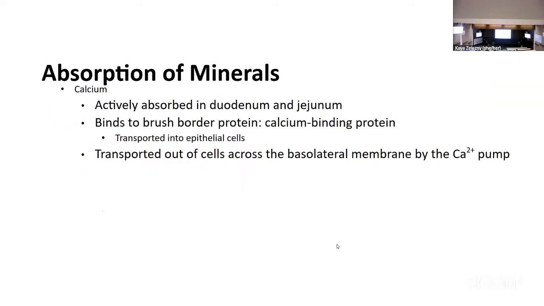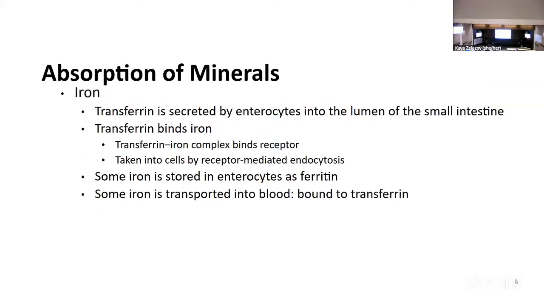Okay. Finally, calcium. Calcium gets absorbed in the duodenum and the jejunum, so those earlier parts of the small intestine. We've got a brush border protein that transports calcium. So make sure you get enough calcium. We've got this brush border protein on one side of the cell, a pump on the other side to make sure that that calcium gets all the way to your blood.